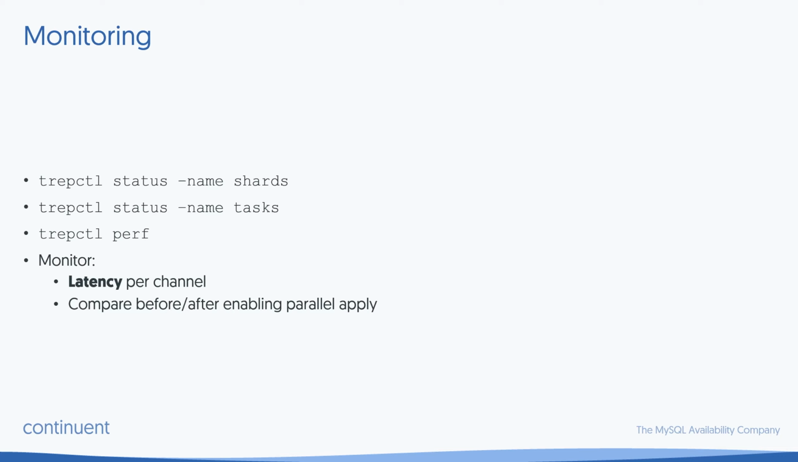So when you've got parallel apply enabled, you really need to rely on the name tasks output. That will give you a more accurate reflection of latency and progress on a per channel basis rather than that summarized version that you would get in the basic status output.